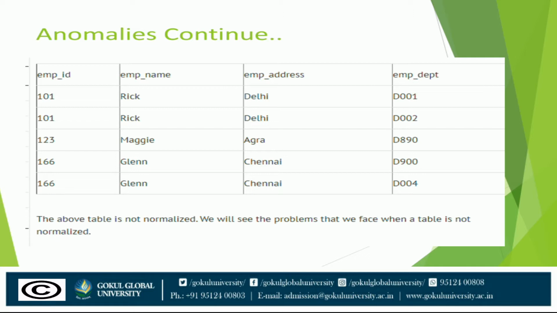So it is the anomalies, due to a number of reasons, that make the data inconsistent. To overcome these anomalies, we need to normalize the data.